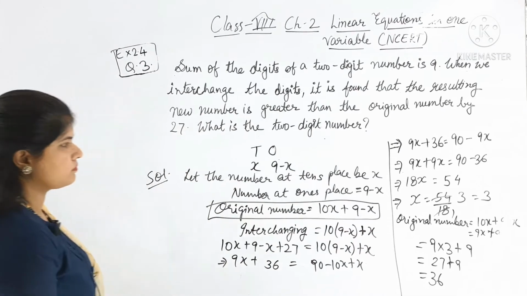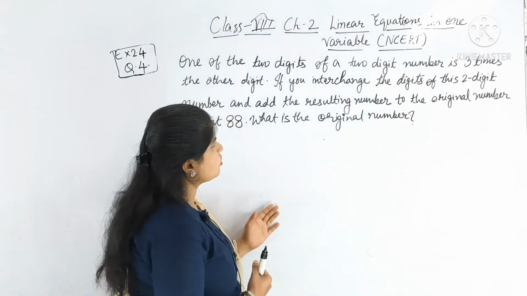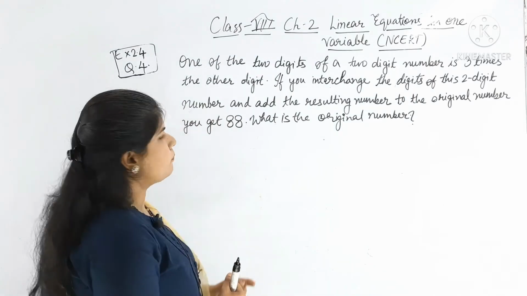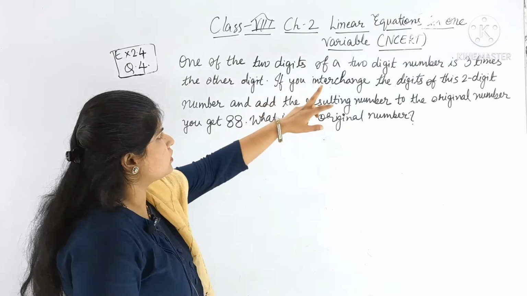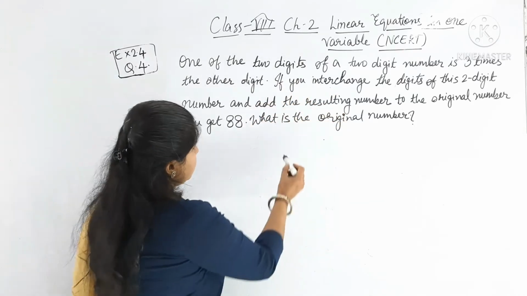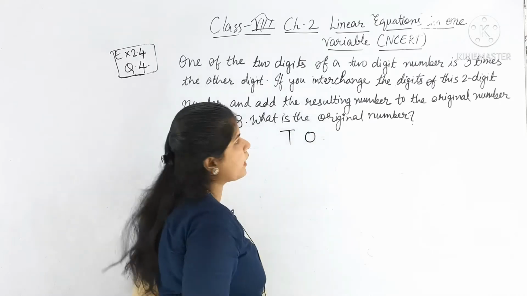Okay students, now let's see question number 4. What is question number 4 here? It is also based on the digits. Here it is given that one of the two digits of a 2-digit number. Here the 2-digit number means tens and ones.